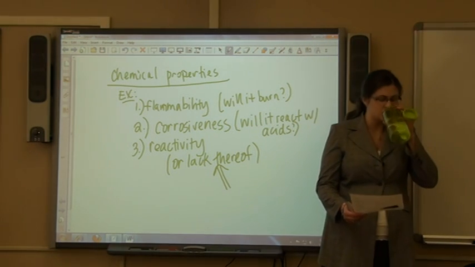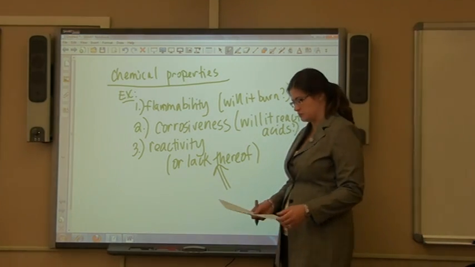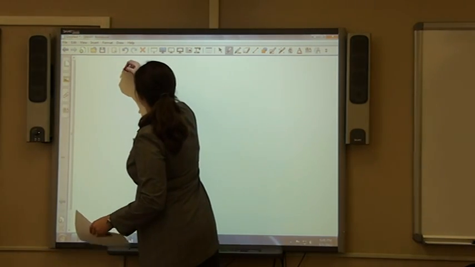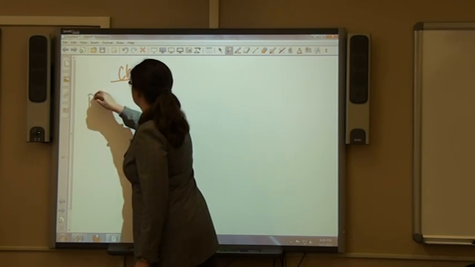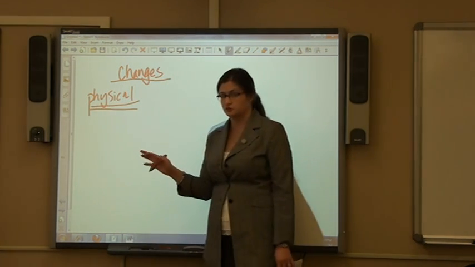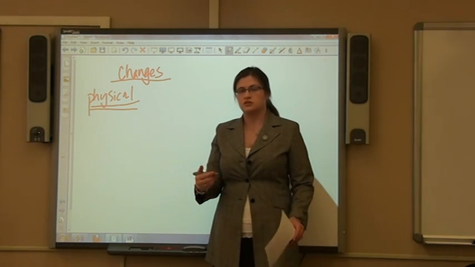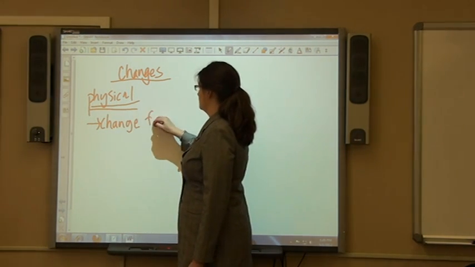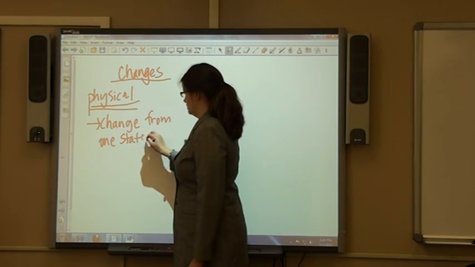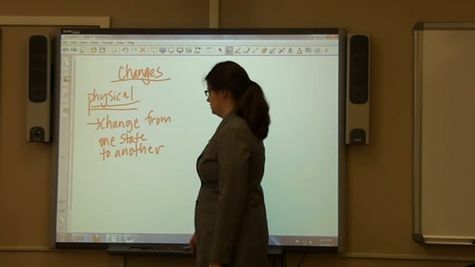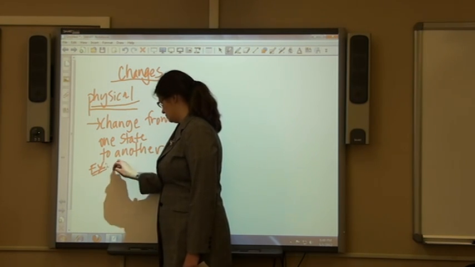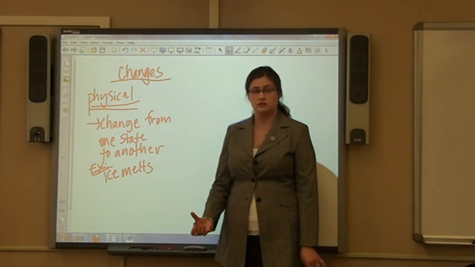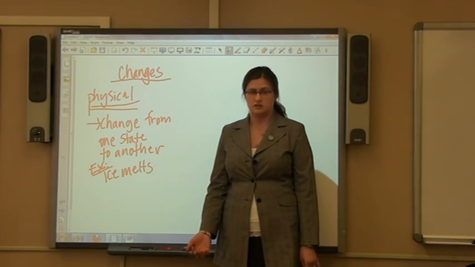Okay. So now we've talked about matter. We talked about properties, so let's talk a little bit about changes. Remember, there are also two types of changes, physical and chemical. Physical changes usually result in the change of a substance from one state of matter to another. For example, when ice melts, it's going from a solid to a liquid. It's a change of state, therefore that's a physical change.